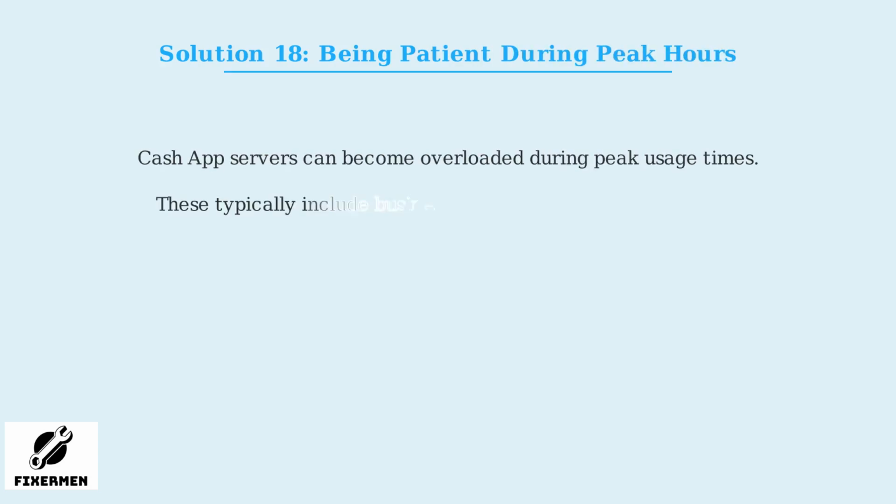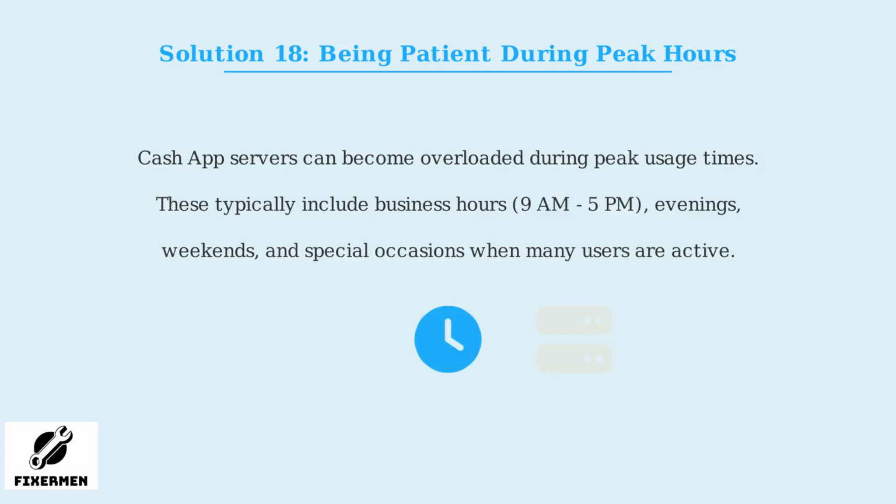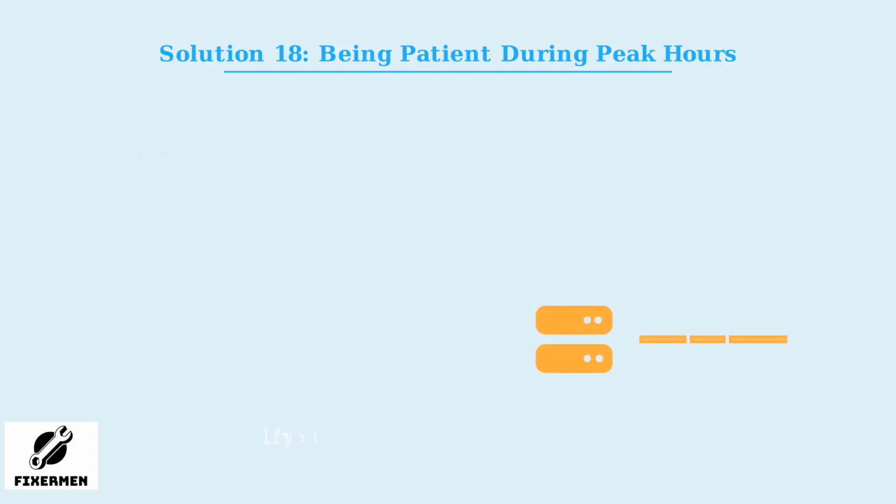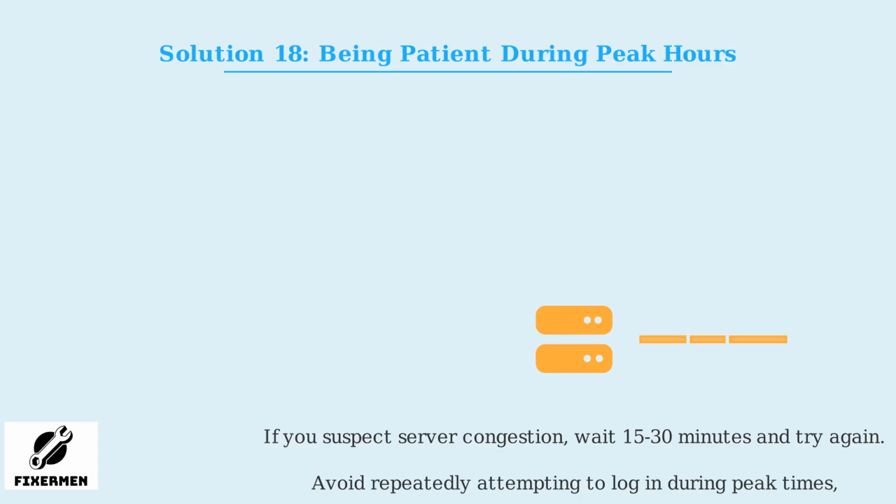During peak usage times, Cash App might experience increased server load. These peak hours typically occur during business days from 9 a.m. to 5 p.m., evenings when people use the app after work, weekends, and during special occasions or holidays when transaction activity is higher. The servers can become overloaded with the high volume of users trying to access their accounts, send money, or check balances simultaneously.